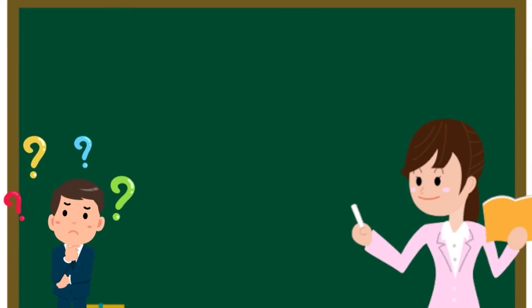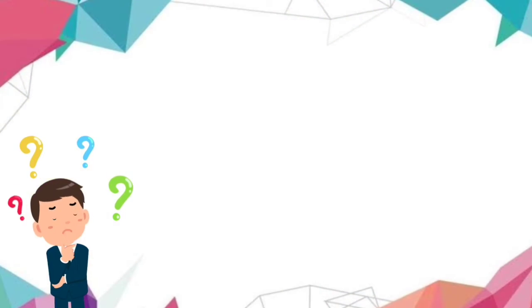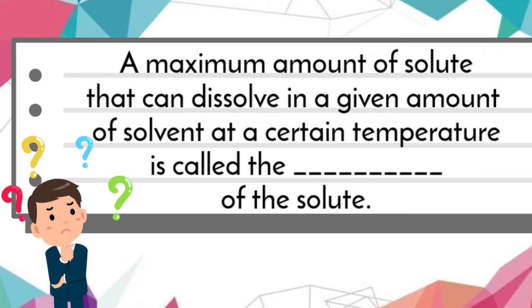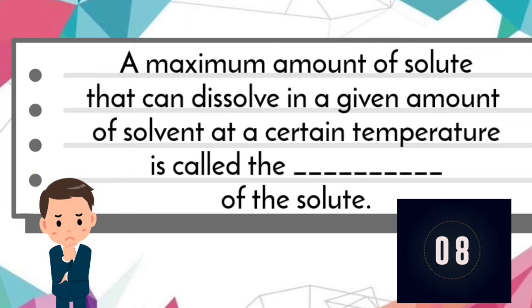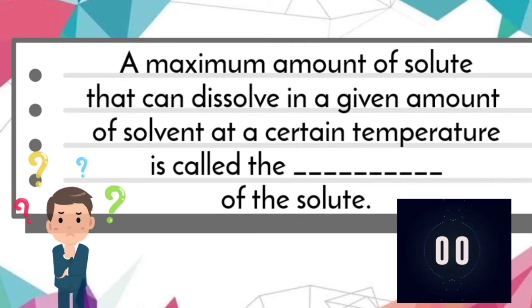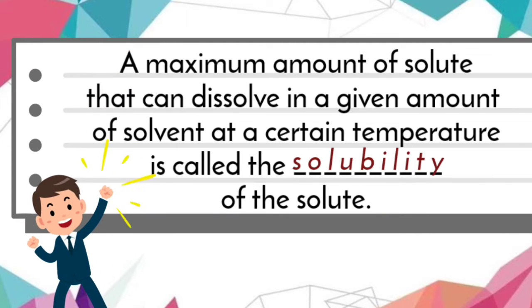Now, let us summarize what you have learned by completing the following statements. I will give you 10 seconds to think and answer. A maximum amount of solute that can dissolve in a given amount of solvent at a certain temperature is called the blank of the solute. Excellent! The answer is solubility.